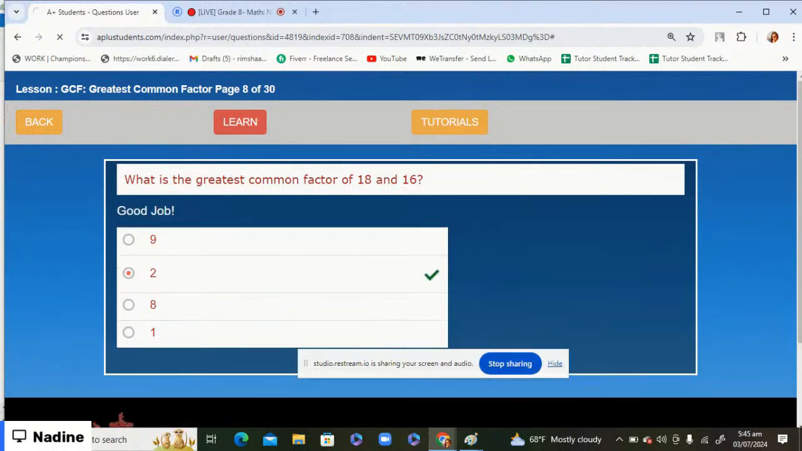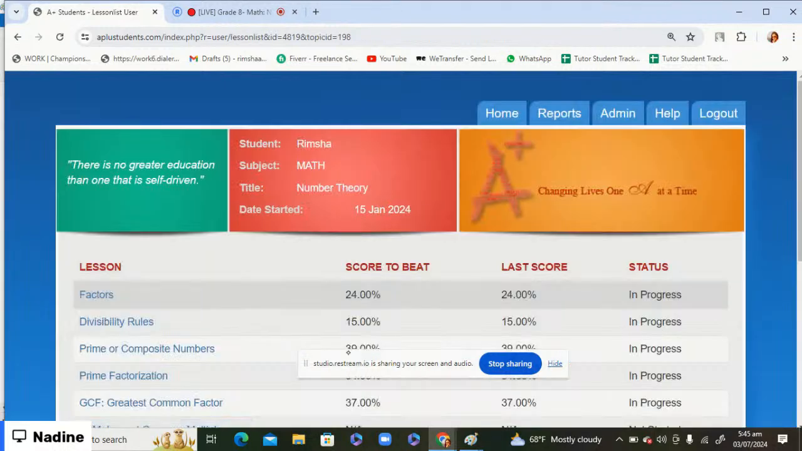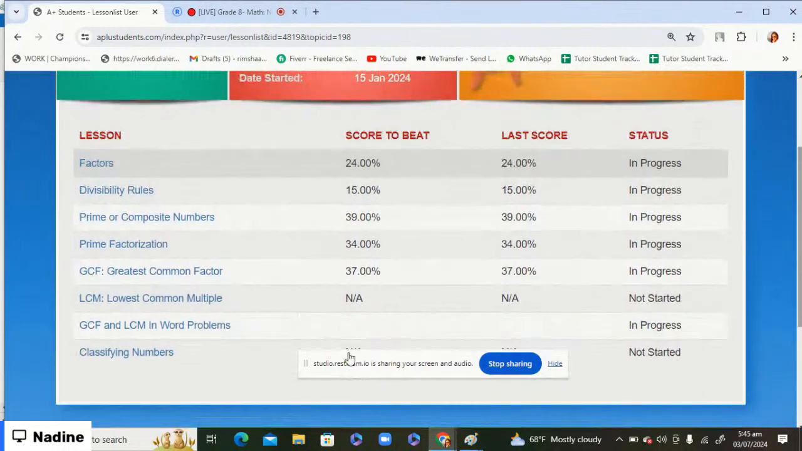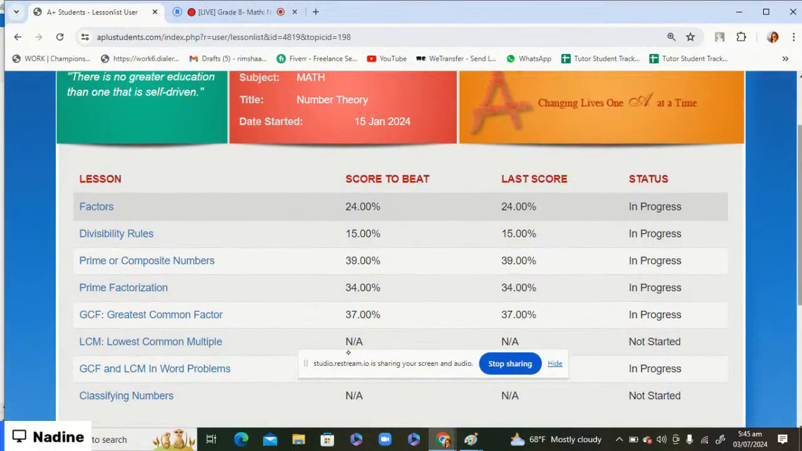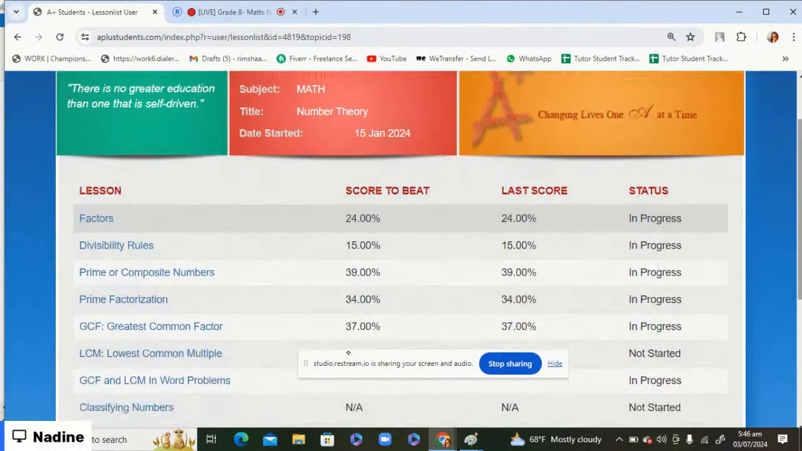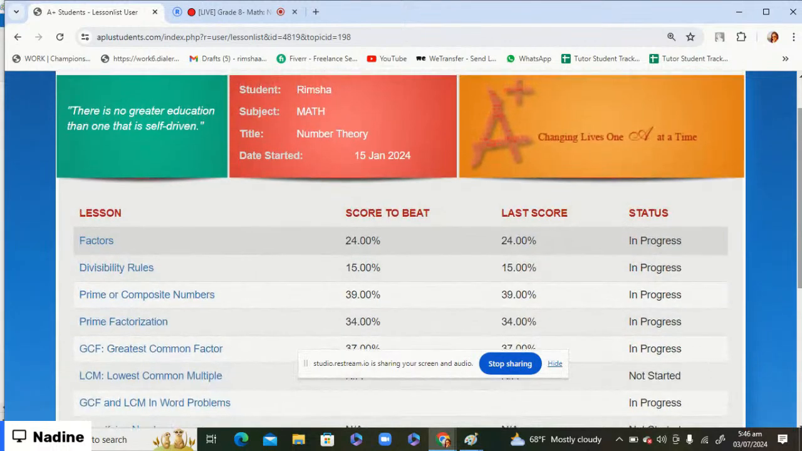Okay, hope you guys understand this lesson as well. So today we discussed the chapter number theory, and here are the lessons. First, the factors, then divisibility rules, then prime or composite numbers, prime factorization, and GCF, the greatest common factor. Before starting the next session, make sure you practice all the lessons related to this chapter, okay?